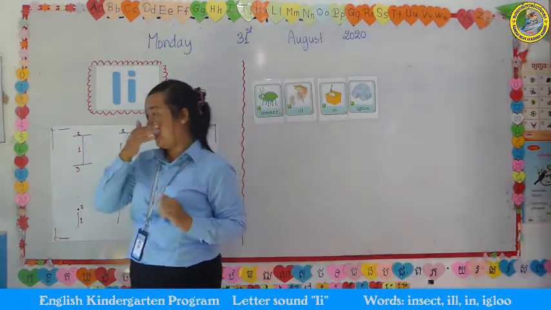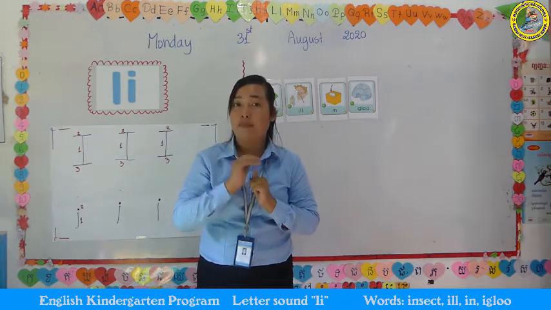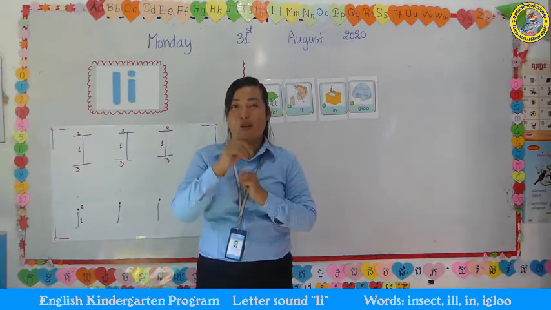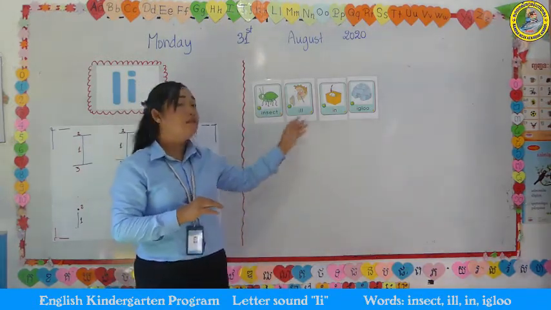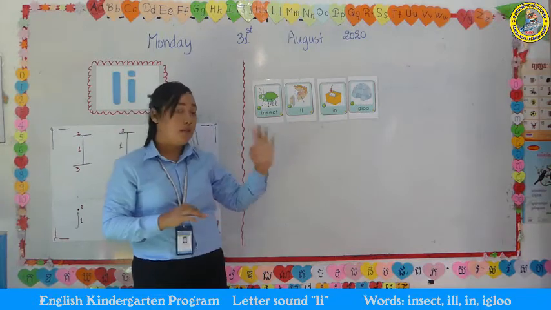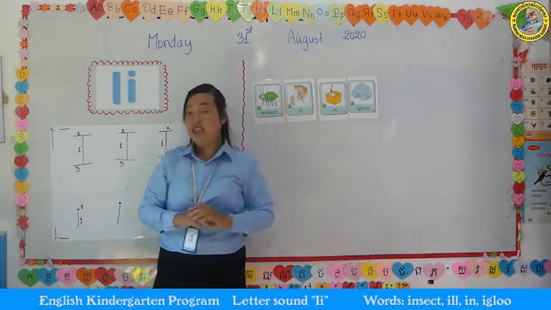Okay. Everyone, the teacher has one practice for you. You already learned the four words: insect, eel, in, igloo.